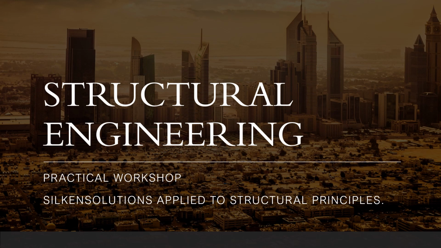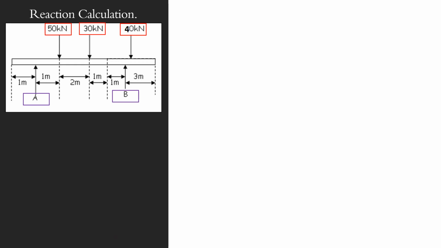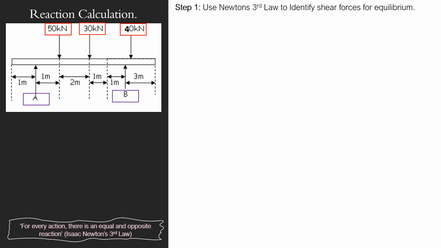By structural engineering principles at reaction calculations. Newton's third law, there it is. We're trying to get equilibrium, so we're trying to say everything downwards is equal to everything upwards, because otherwise it would keep going upwards or it would keep going downwards. That's kind of the concept.